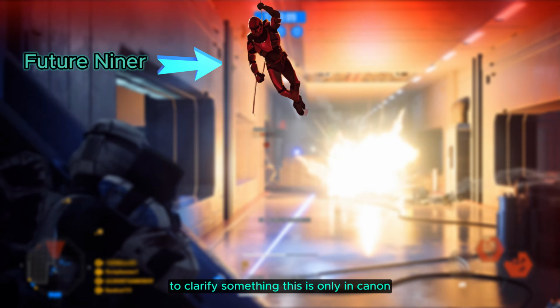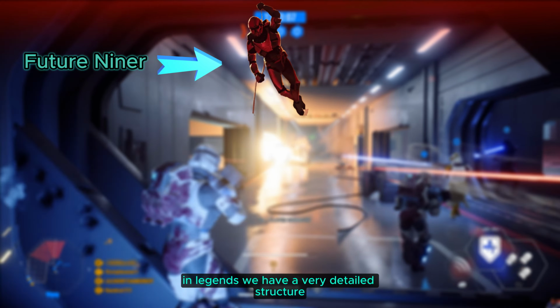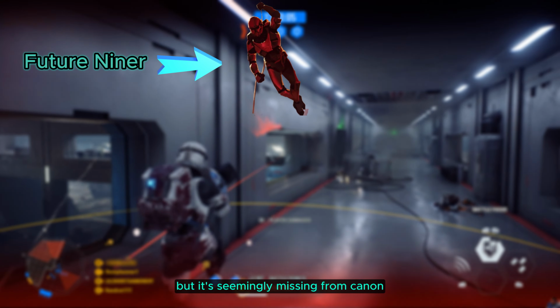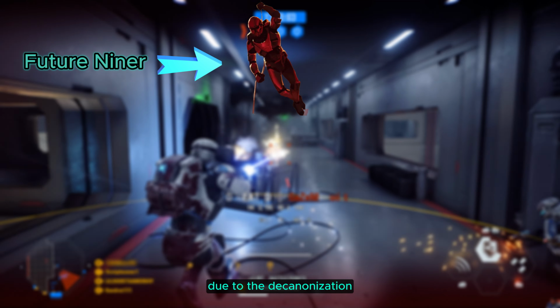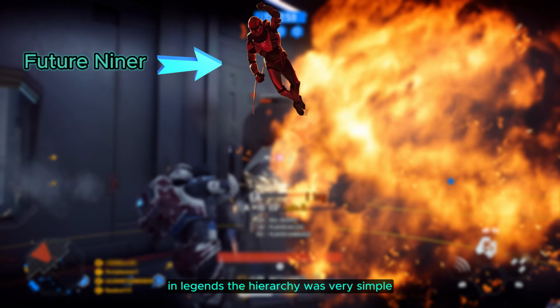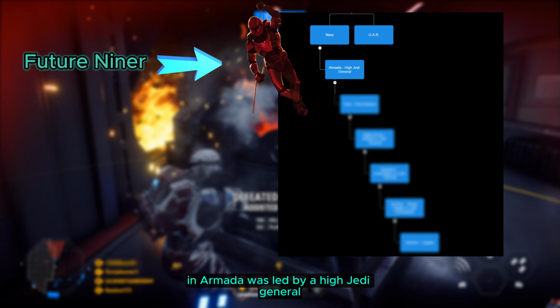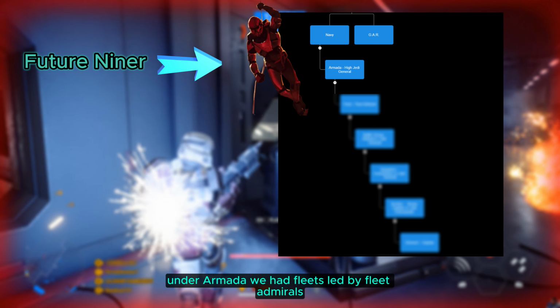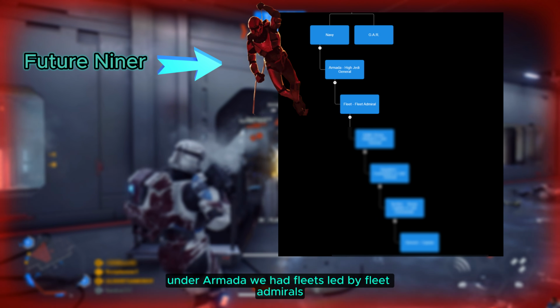To clarify something, this is only in canon. In Legends, we have a very detailed structure, but it's seemingly missing from canon due to the decanonization of the source that established it, that source being the Essential Guide to Warfare. In Legends, the hierarchy was very simple. An armada was led by a high Jedi general. Under armadas, we had fleets led by fleet admirals.